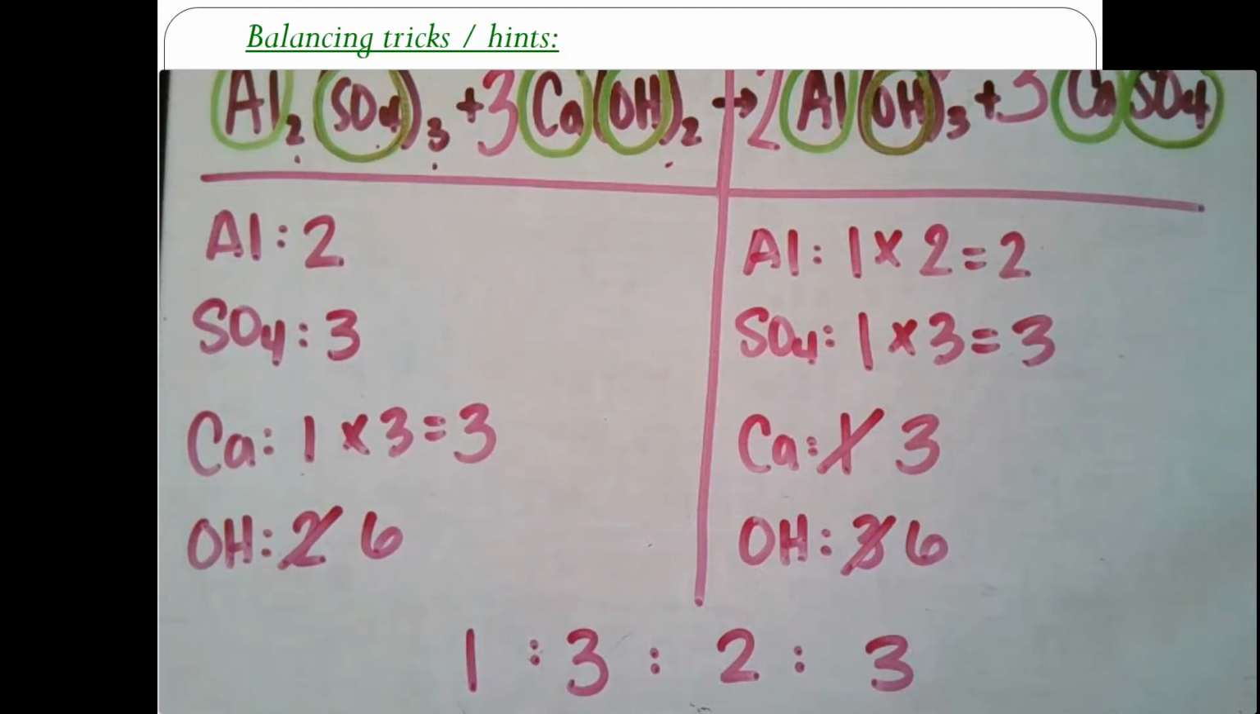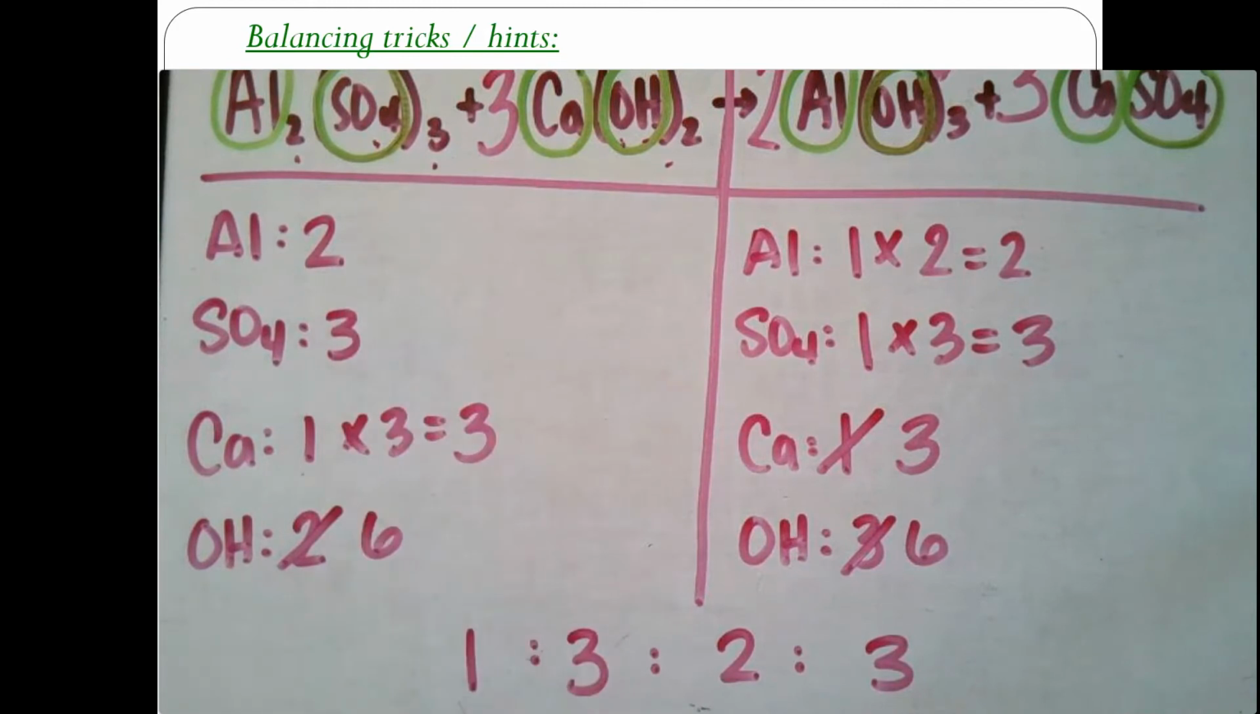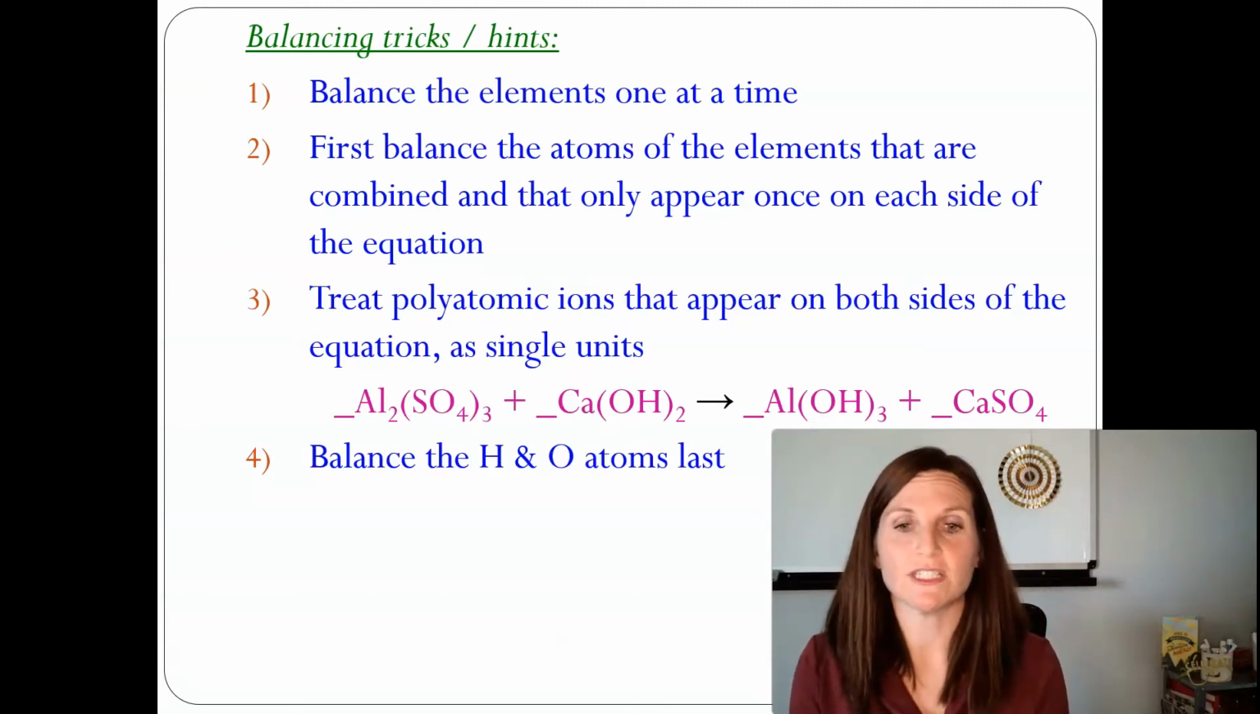So the trick here is recognizing those polyatomic ions and keeping them together. You could solve this without doing that, but then you would have 4 oxygens here plus these oxygens here, and you'd have to be adding and multiplying, and it would be real messy and complicated. It can be done, it's just not that easy. And so the trick or the hint is to keep those polyatomic ions together so that you can treat them as a single entity.